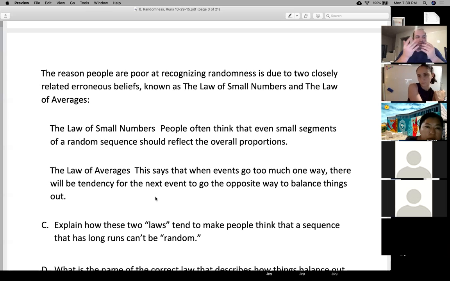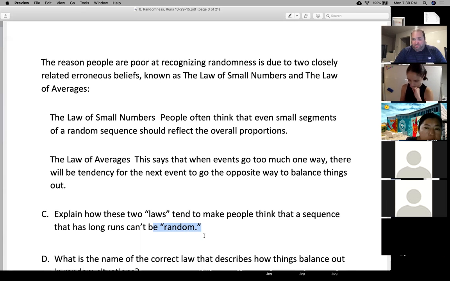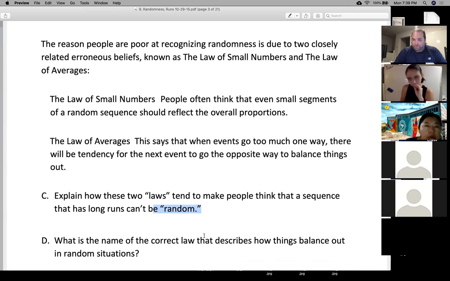These are both, you might even have heard the term, "the law of averages." It doesn't make sense. There's no such thing. There is no law of averages. There's a law of large numbers. So these two laws make people think that a sequence that has long runs cannot be random, but it's just the opposite. Truly random sequences will always contain runs if they are long enough.